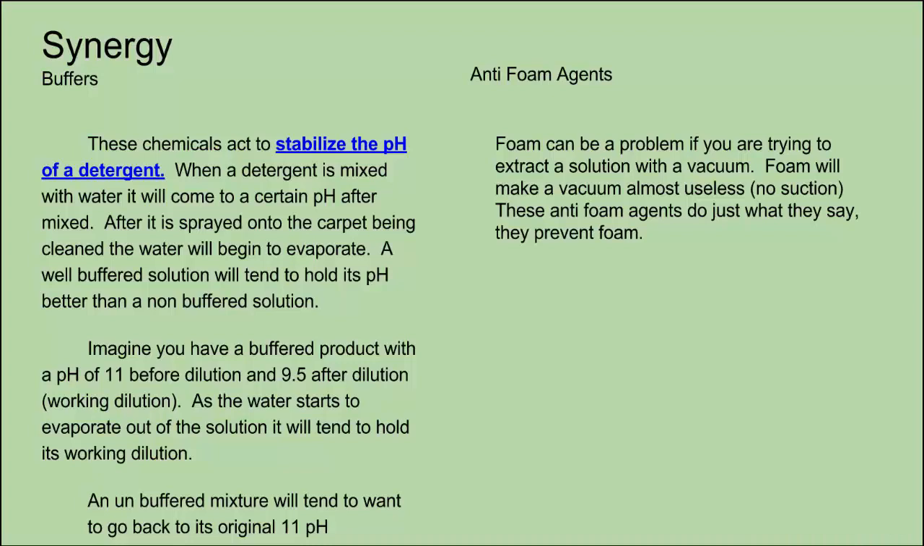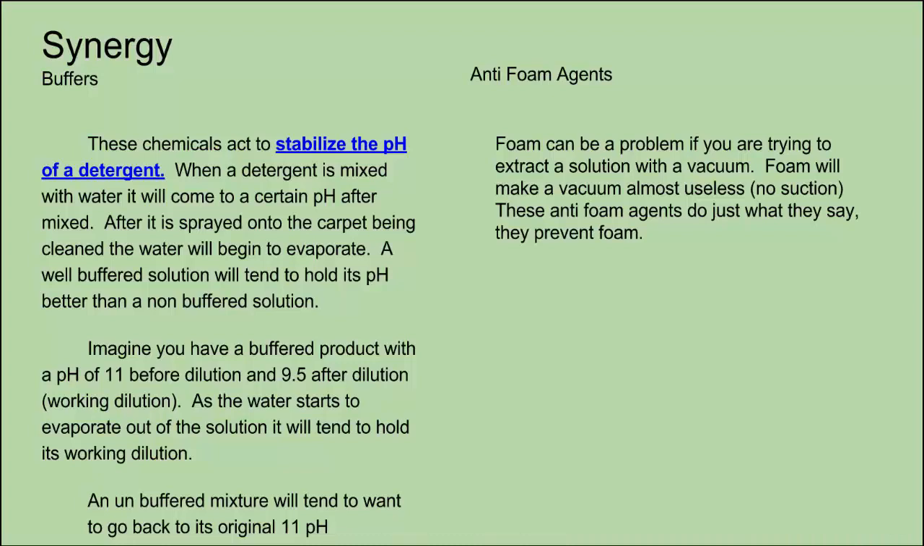After it's sprayed, it's going to instantly start to evaporate. The water is going to want to evaporate out of that solution. As it's evaporating, you're going to have a stronger and stronger solution. So the water's coming out and the detergent's staying there, and it's going to tend to get more and more concentrated as more and more of that water evaporates out until the product is dry. So as it evaporates out, a buffered solution is going to want to hold its pH. So in this example, if you have a pH of 11 before dilution and then you have a diluted pH of 9.5, that's your ready-to-use solution or your working solution.